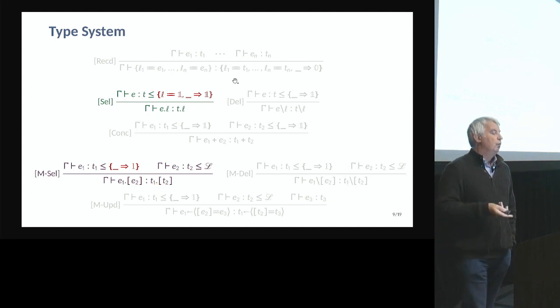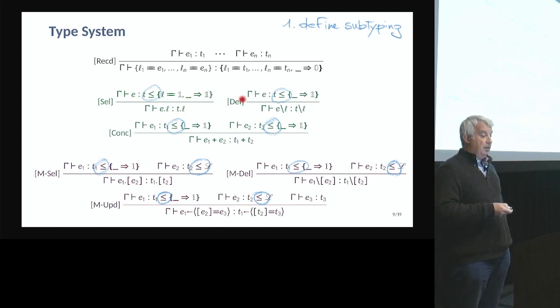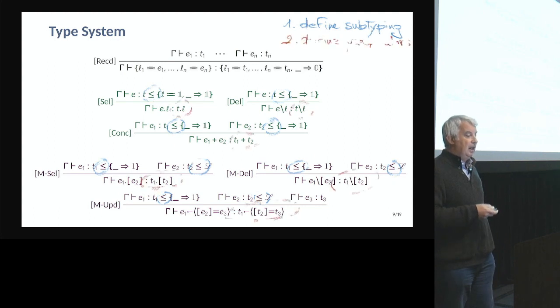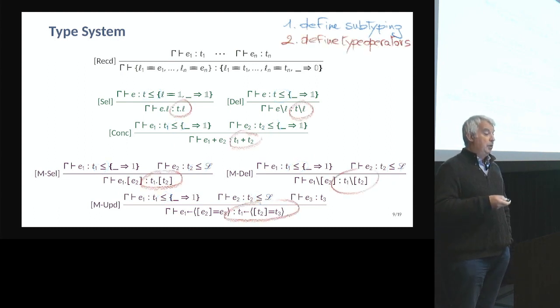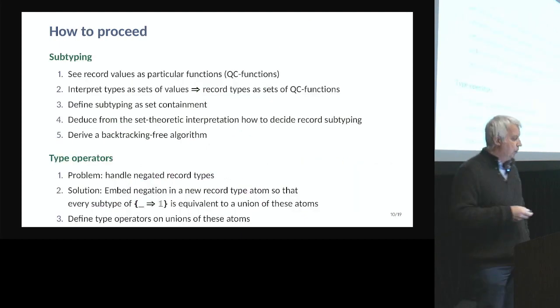So to define this type system, I need to do two things. One is to define the subtyping relation I used here, here, here, here, here. And the other one is to define and compute the type operator I used here, here, here, and here. So how do I proceed?